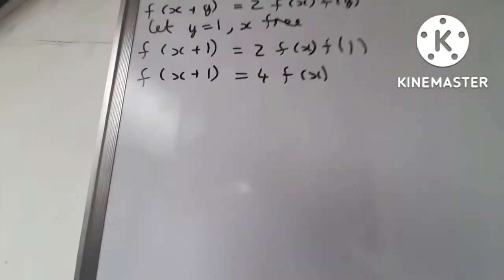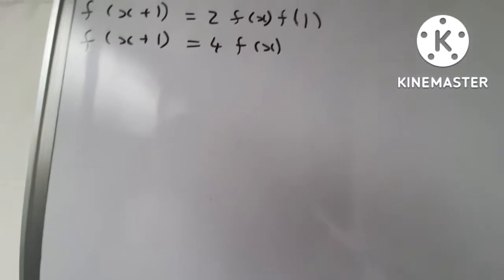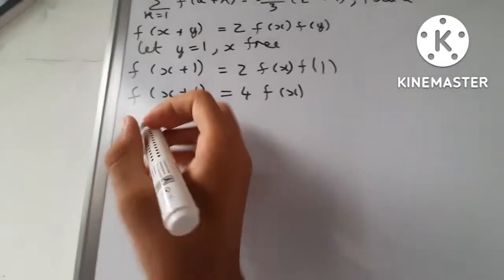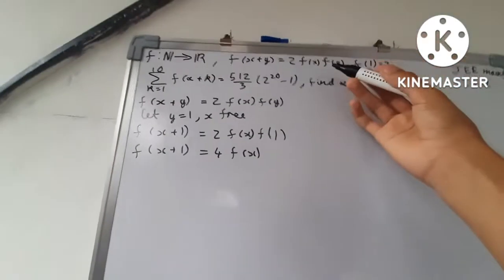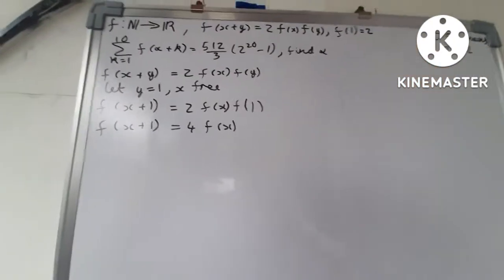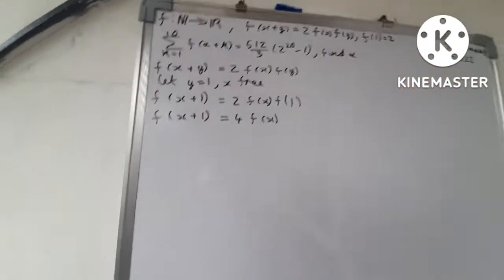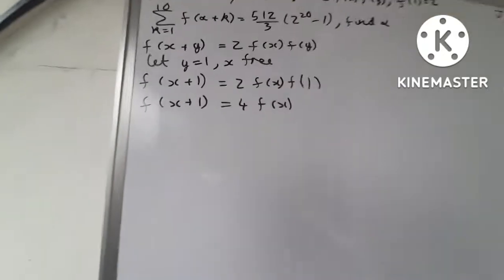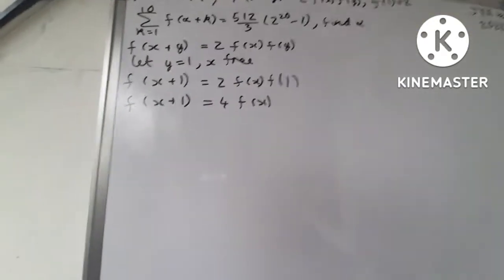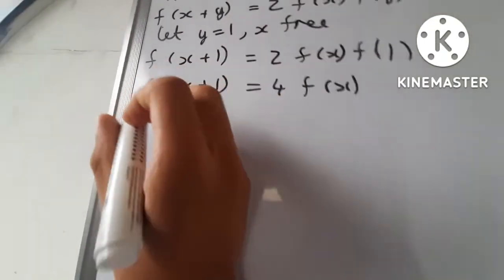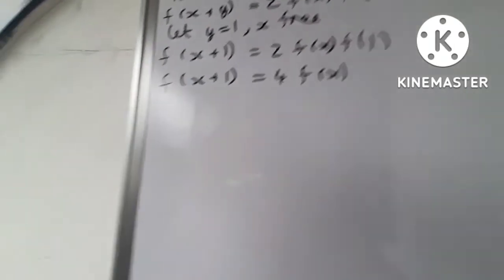Now we're going to do a trivial substitution. Many of you may say this is a direct question, this is just an exponential. But no, we don't do that. We go through the rigor. We don't assume any previous knowledge. Anyways, f of x plus 1 is equal to 4 times f of x.